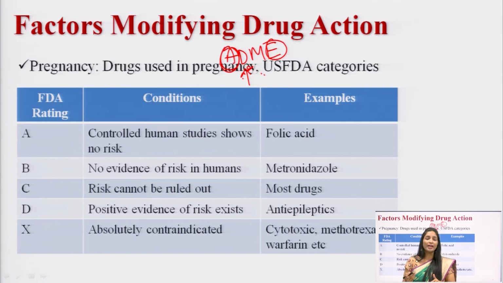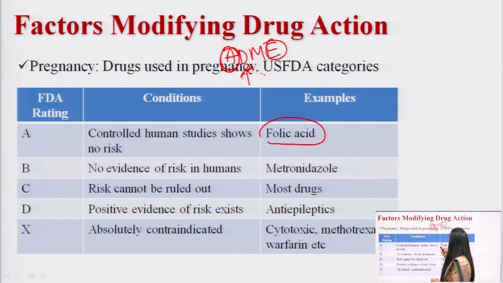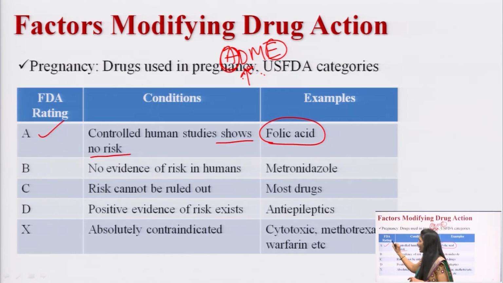Here the FDA has rated drugs according to their toxicity to a woman who is pregnant. So the FDA has a rating, and they have given the rates like A drugs, B drugs, C drugs, D drugs and X drugs, depending upon what drug you are taking and what condition is going to happen. For example, folic acid is a drug which, when administered, does not show any risk in the pregnant woman. So this type of drug has been kept in A group.